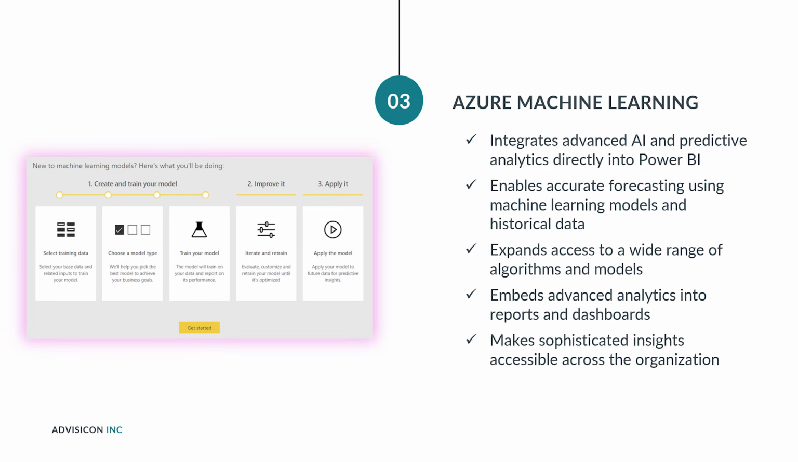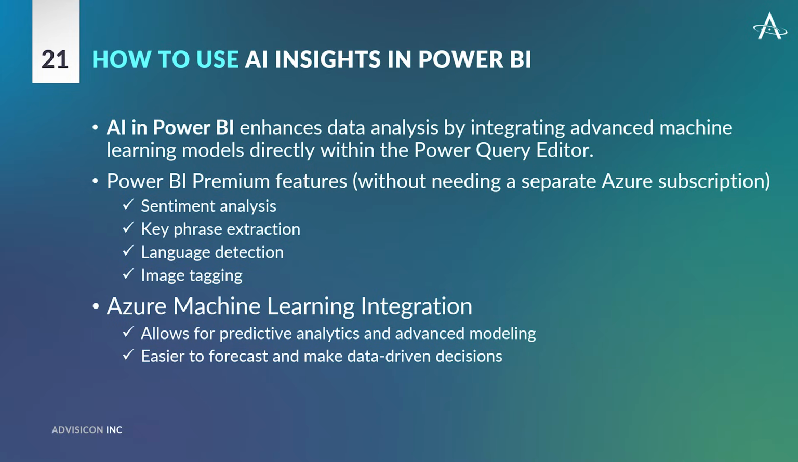insights across their organization. AI in Power BI enhances data analysis by integrating advanced machine learning models directly within the Power Query editor. Users can perform tasks like sentiment analysis, key phrase extraction, language detection, and image tagging without needing separate Azure subscriptions. These features are available through Power BI Premium, ensuring high performance and scalability. Additionally, integration with Azure Machine Learning allows for predictive analytics and advanced modeling, making it easier to forecast and make data-driven decisions.